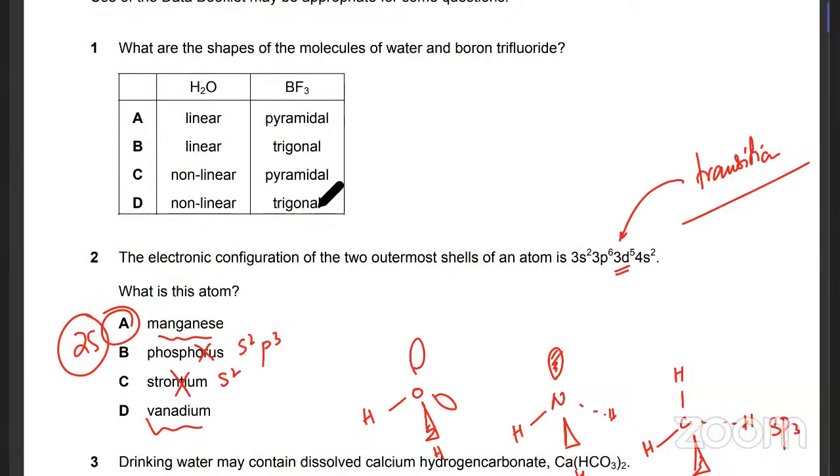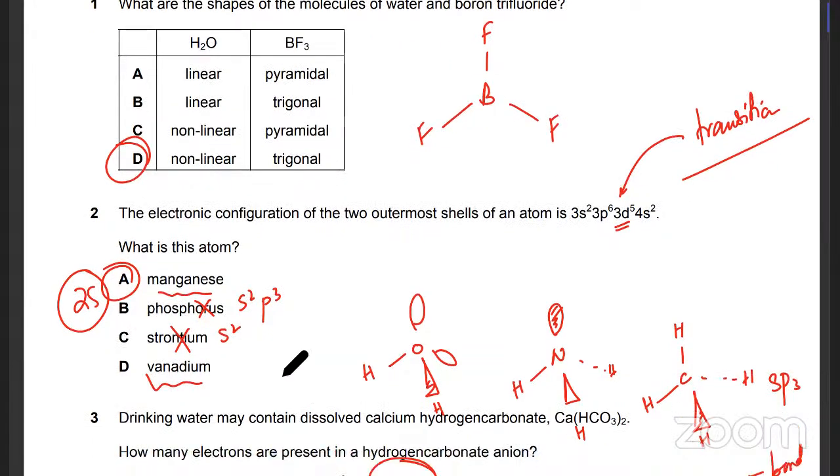Actually, this one, the last one, what are the two shapes? Non-linear and trigonal planar, right? Okay, so BF3 has no lone pairs, it just has 3 bonds, so it's going to be trigonal planar. We did draw water over here. Water has two lone pairs. The lone pairs are not counted in shape. So water has a bent shape, also known as a non-linear shape.